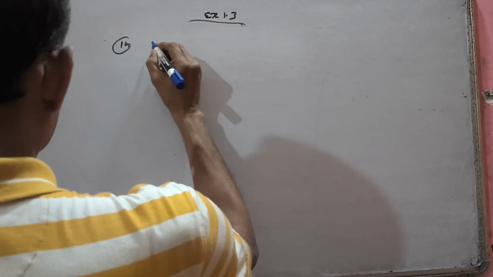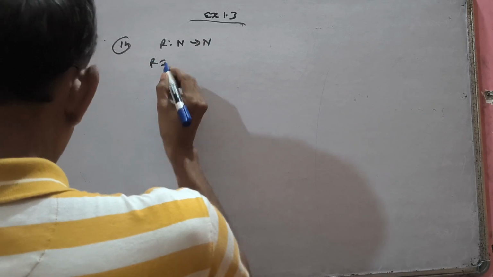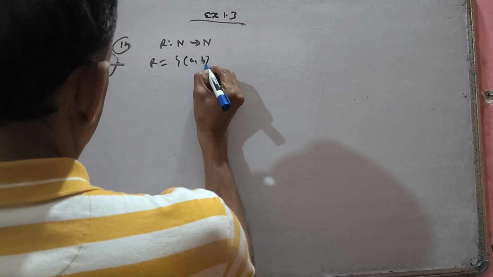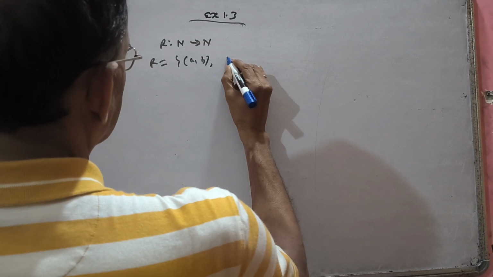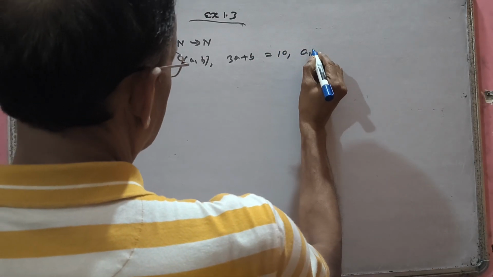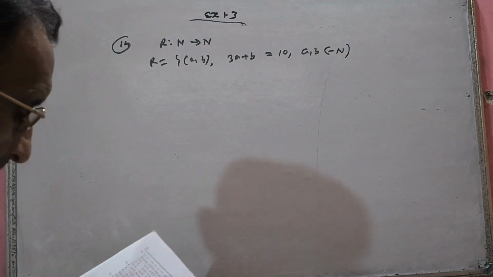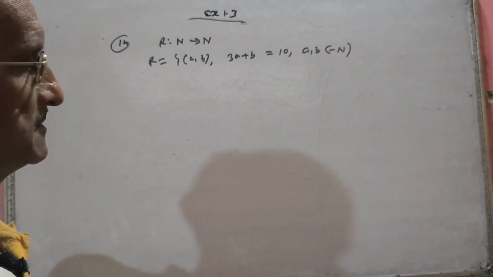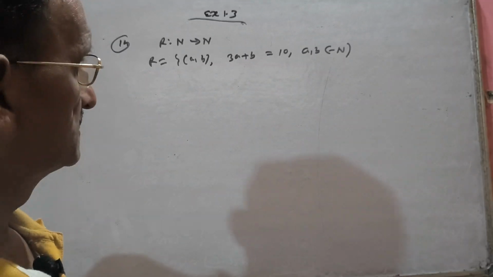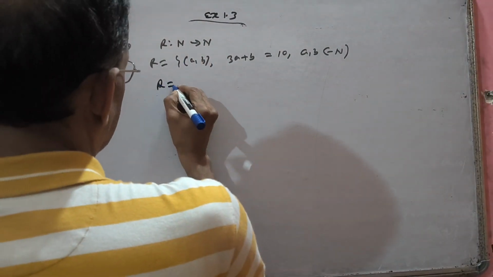R is a relation on the set of natural numbers, R is defined as {(a, b) such that 3a plus b is equal to 10, and a and b belong to N}. So a and b should be natural numbers, and 3a plus b equal to 10. It will need some thinking. So what will we get, R equal to?